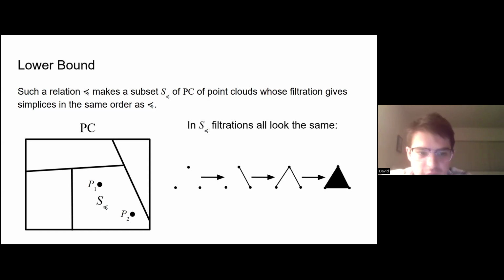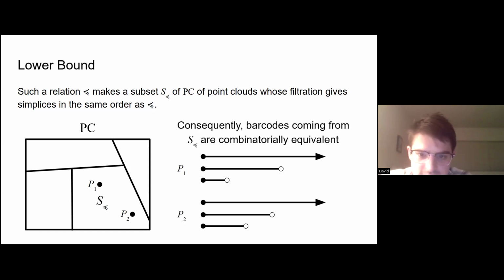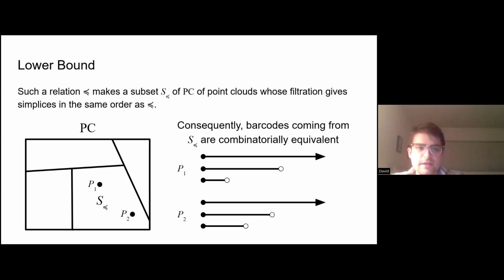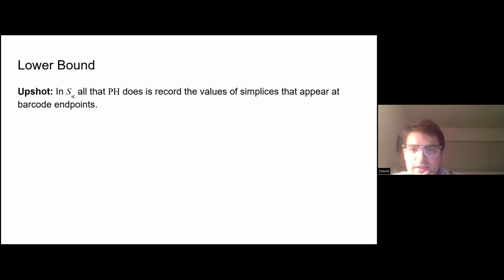Okay. And so in some sense, I care not to make precise, this means that barcodes coming from point clouds in this nice set are going to be combinatorially equivalent. So you can get the barcodes of, say, P1 by sliding around, in some sense, the barcodes from P2. And so what that means is that actually all that persistent homology does is it records the values of simplices that appear and change the topology.